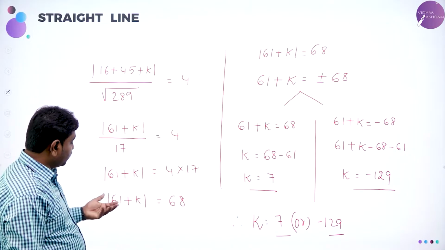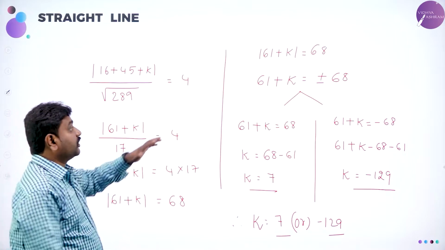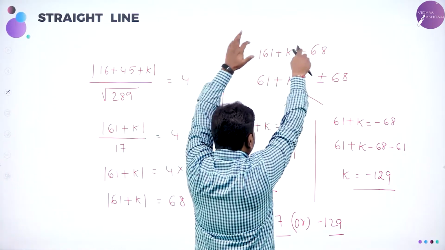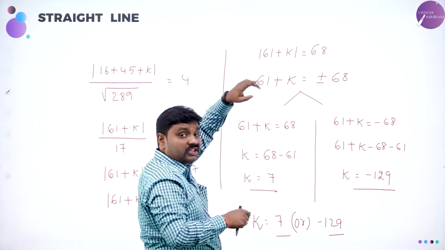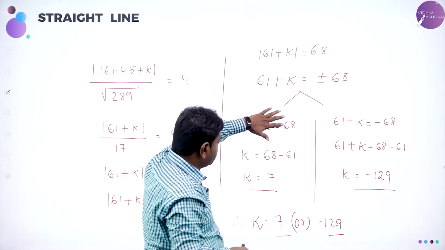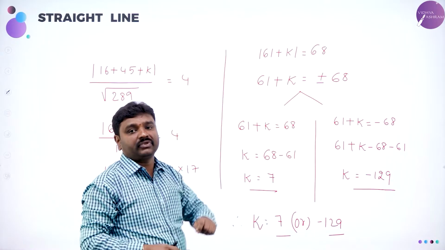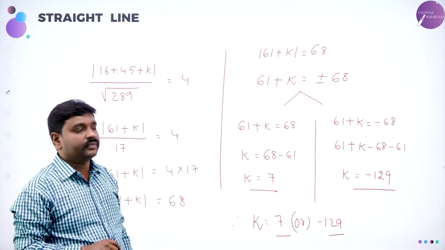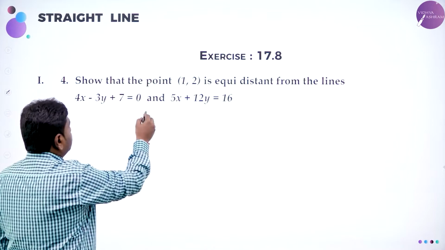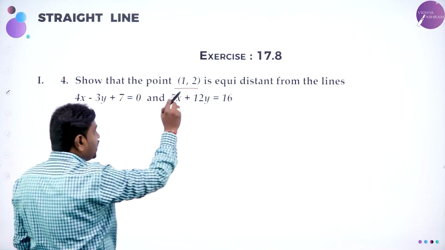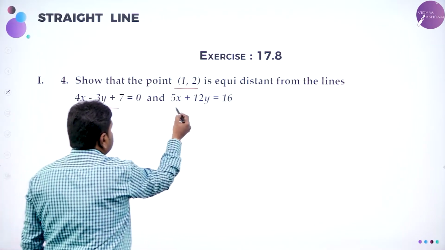Here many people will not do it properly. What they'll do is take 61 plus K positive only. But this is modulus. When you remove modulus, on the other side you should not forget to put plus or minus. Once you take positive 68 and solve, you'll get K. Once you take negative 68 and solve, you'll get K. This is most important.